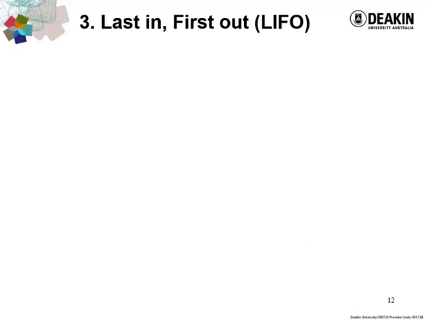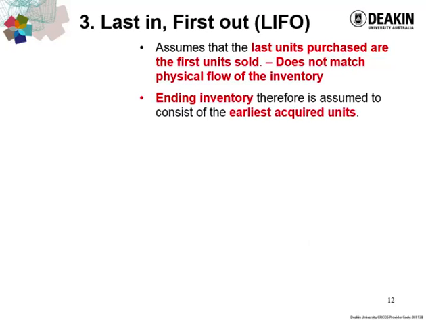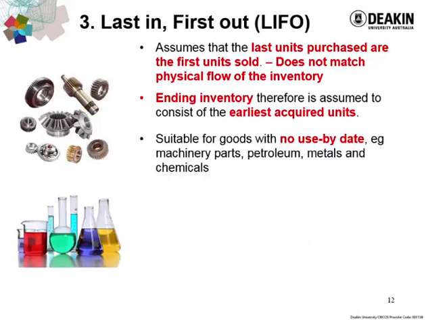The third assumption is last in, first out. LIFO assumes that the latest purchase units are sold first, leaving the earliest purchase units as closing inventory. And this assumption does not match the physical flow of inventory, therefore it is rarely used. This assumption is suitable for inventory that has no use-by date, for example metals and chemicals. And we can also use this assumption with both perpetual and periodic methods.